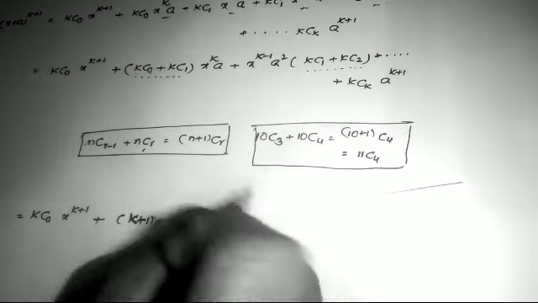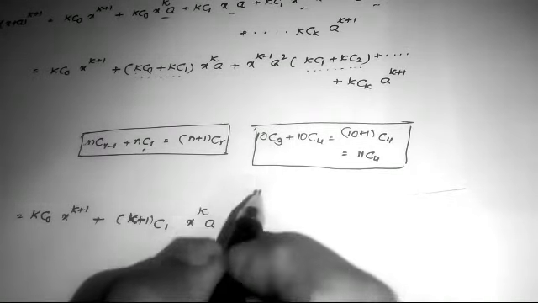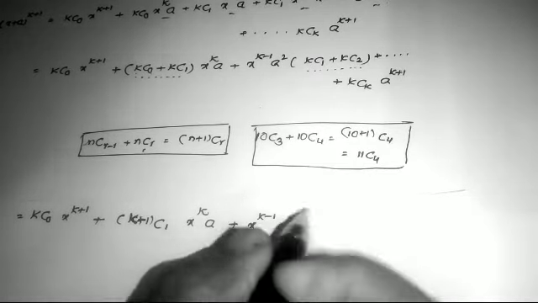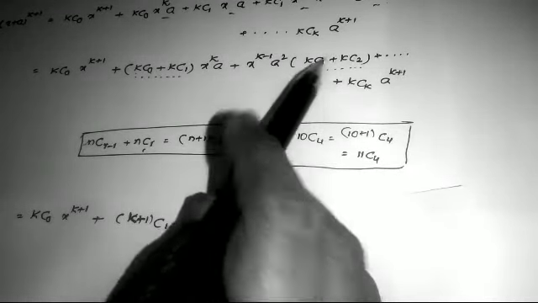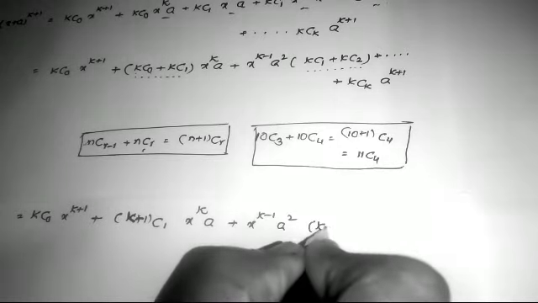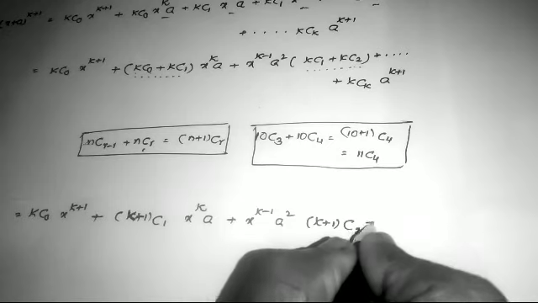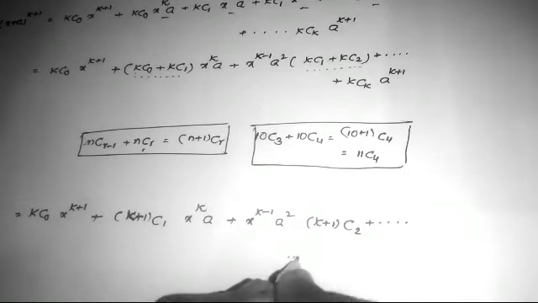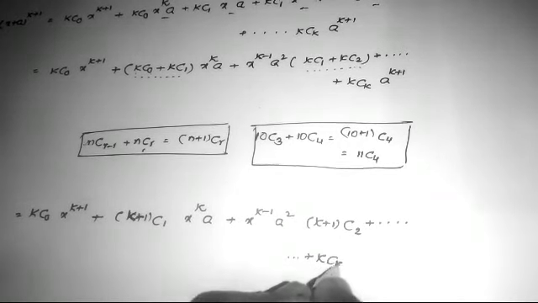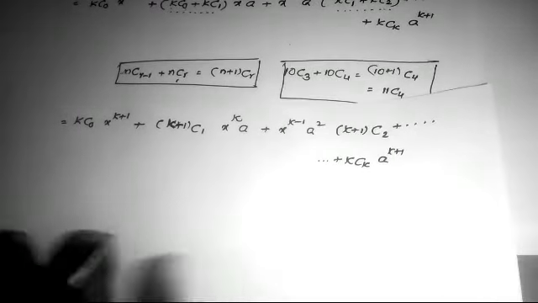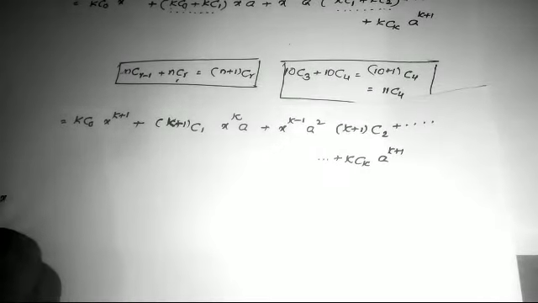Plus, see the next one: x^(k-1) into a square into, see here, kC1 plus kC2, the same value k, so write k plus 1 here, C, and between 1 and 2 the maximum value is 2. That's all, that is the answer. And so on, the last value is here, kCk into a^(k+1). Now this is equal to, and in the next step I am converting these values as here.